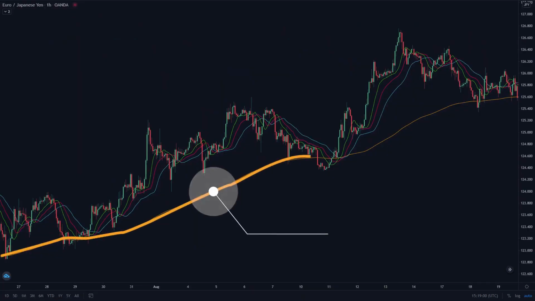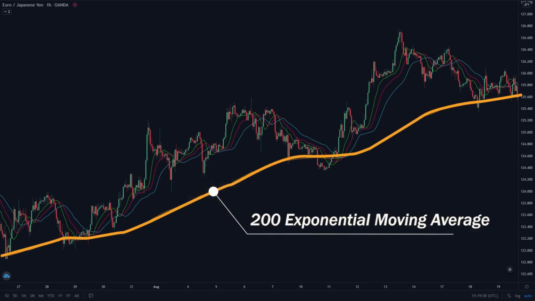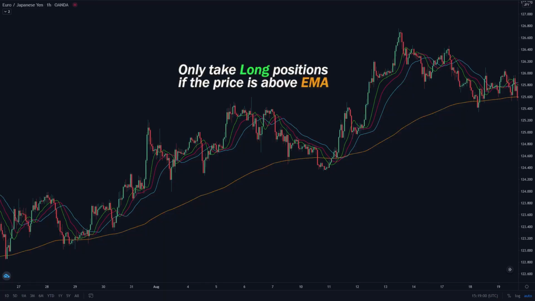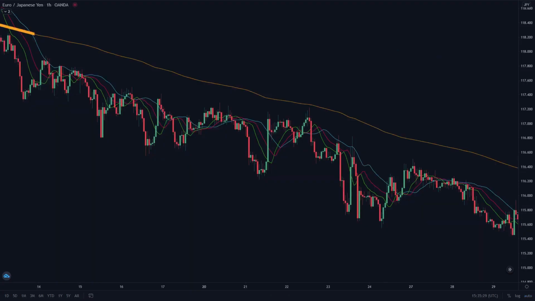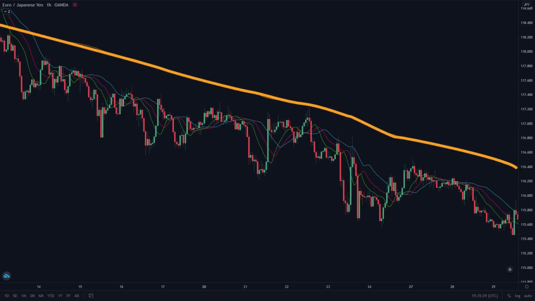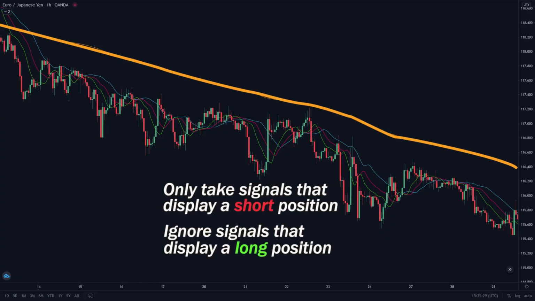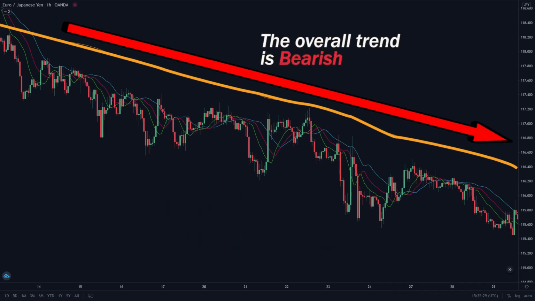I found it best work with the 200 EMA because it shows the overall trend on the market. So the way you trade this indicator combination is by only taking long positions if the price is above the 200 EMA and only taking short positions if the price is below the EMA. So for example, you can see here that the price is below the EMA line, and because it's below, it means we are only taking signals that display a short position. So signals that display a long position would be ignored. Because remember, the overall trend is bearish.